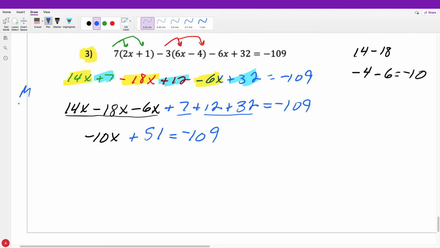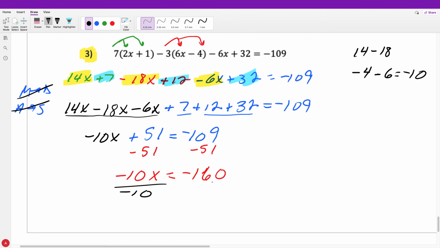I see that I'm being multiplied and added. So to get rid of my addition, I need to subtract. To get rid of multiplication, I need to divide. So I'm going to subtract 51 from both sides. So then I get -10x is equal to -160. And then to get rid of my multiplication, I'll divide each side by -10. And x is then equal to 16. All right, and that is our final answer, and that is it for this video.